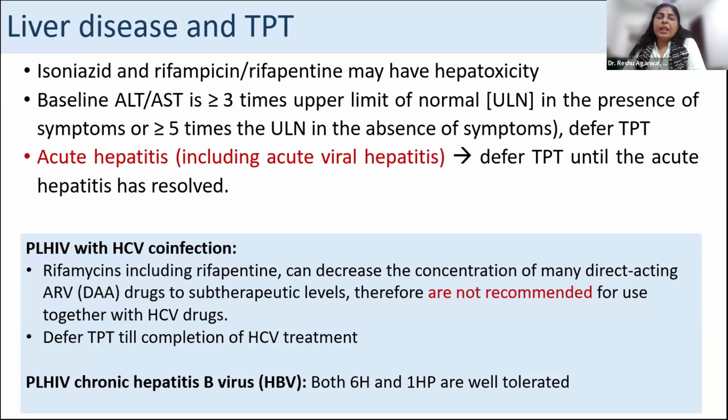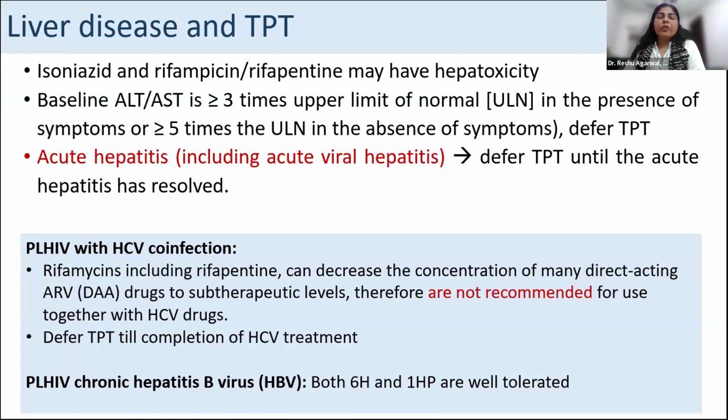For PLHIV who have HCV co-infections, rifamycin, including rifampicin, can decrease the concentration of the Hep C drugs, and can bring them down to subtherapeutic levels. So basically, rifamycin, which means rifampicin containing regimen or 4R, is not recommended with the HCV drugs. In such cases, you can defer the TPT treatment till the patient completes the HCV treatment. And usually the HCV treatments are 12 weeks of treatment, so there is no harm in waiting. And anyways, because you're treating the patient with ART and HCV treatment, once the HCV treatment is stopped, after that you can start TPT.